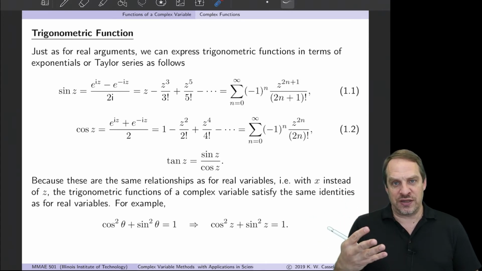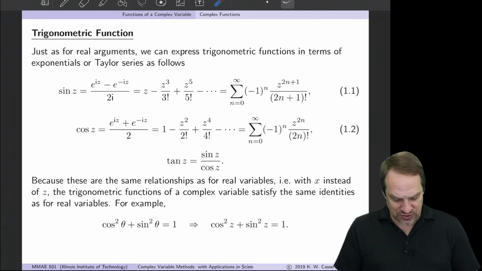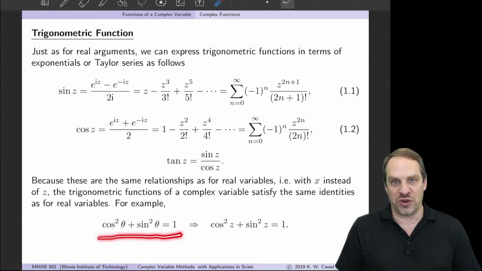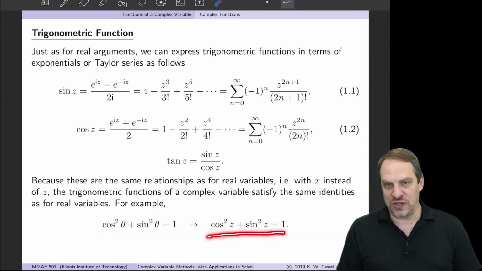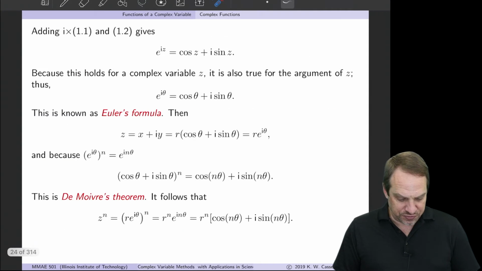So all those trig identities that we learned and suffered through learning, they all still apply. So for example, we learned that cosine squared of an angle plus sine squared of an angle is just equal to 1. Well, that's true for z as well. So that's great. That really makes our lives a lot easier.